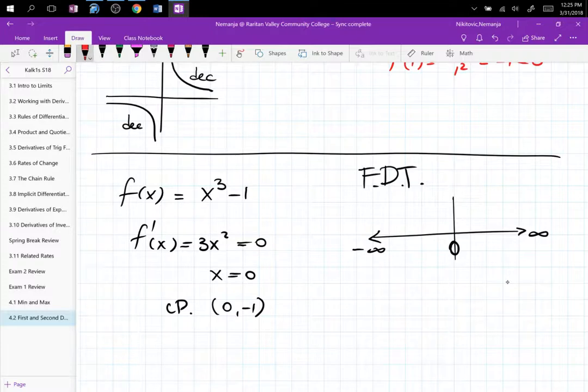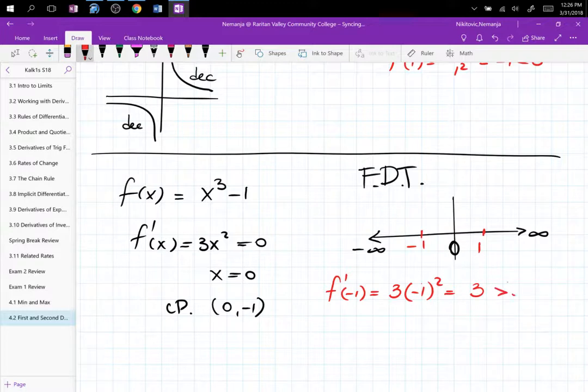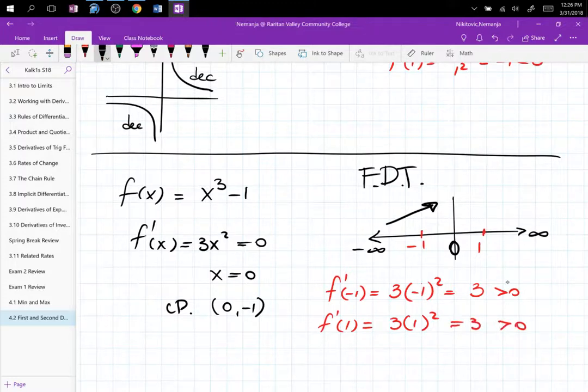And now I pick two test points. Again, negative 1 and 1. So f prime at negative 1 is 3 times x squared, which is negative 1 squared, and that is 3. Larger than 0, I have increase. First derivative test computed at 1 is 3 times 1 squared, which is 3. Also larger than 0. Also increasing.